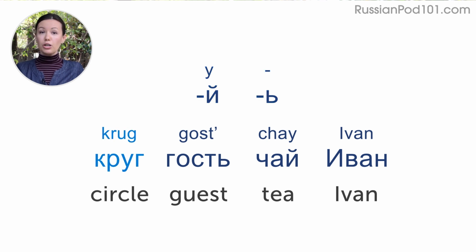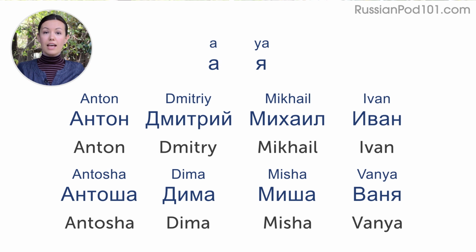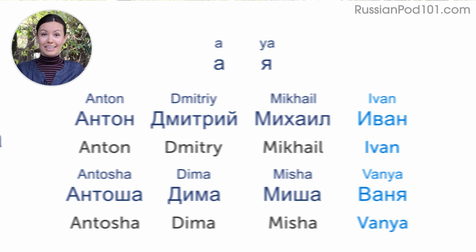For example, круг, circle, гость, guest, чай, tea, Ivan, that's a Russian male name. It's important to mention that diminutive or short Russian male names usually end in a vowel, in either а or я. For example, the diminutive of the name Anton is Antosha. The diminutive of Dmitry is Dima. The diminutive of Mikhail is Misha. And the diminutive of Ivan is Vanya.